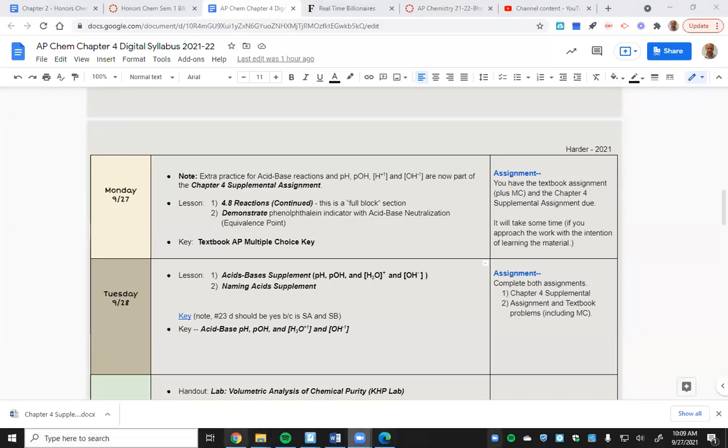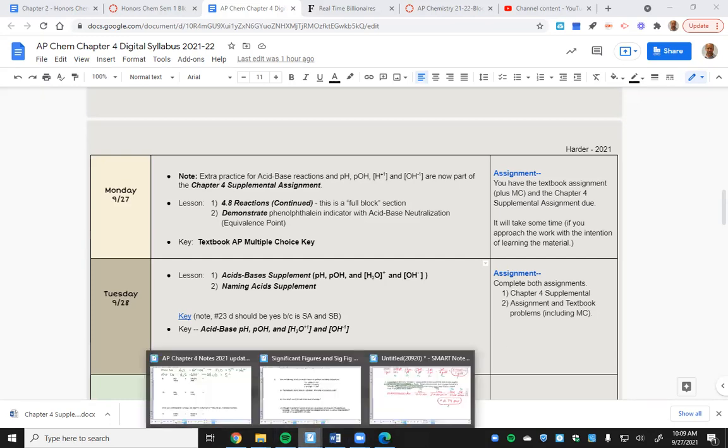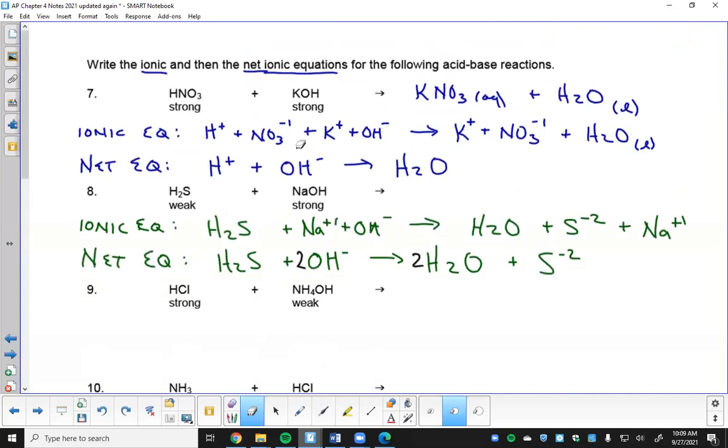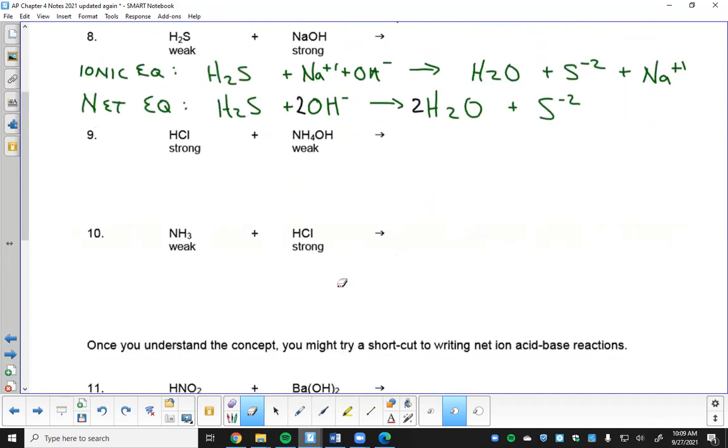And if you would find your 4.8 study guide from Friday, we are looking at some things with ionic and net ionic equations for acid-base reactions. We did the first half of the page and still had to do the bottom half of the page. I want to just refresh your memory on what we were doing with that.